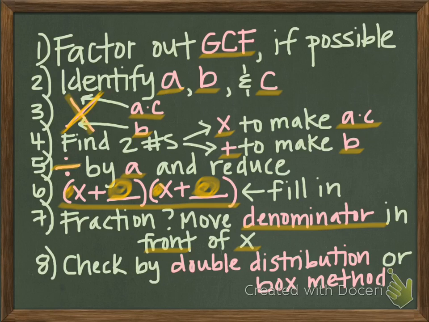The very last thing you're going to do is take a look at both binomials and check to see if that's your answer by doing the opposite of factoring, which is simplifying. We can multiply two binomials or simplify them using either double distribution or the box method, which you guys learned a while back. So these are the basic steps.